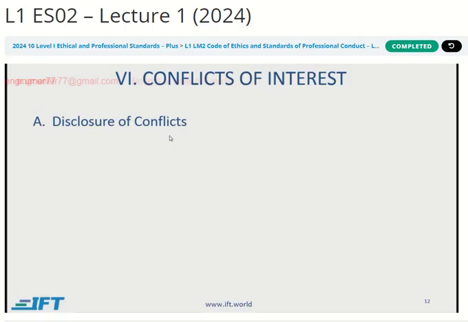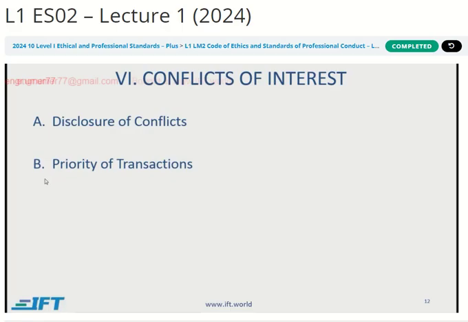You must make full and fair disclosures of all matters that could reasonably be expected to impair your independence and objectivity or interfere with your duties to clients, prospective clients, and your employer. You must ensure that such disclosures are prominent, are delivered in plain language, and communicate the relevant information effectively. 6B is priority of transactions.